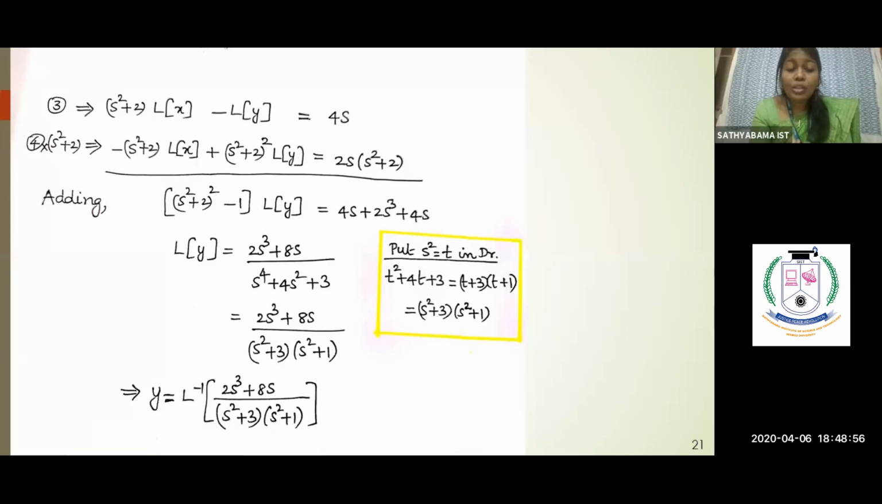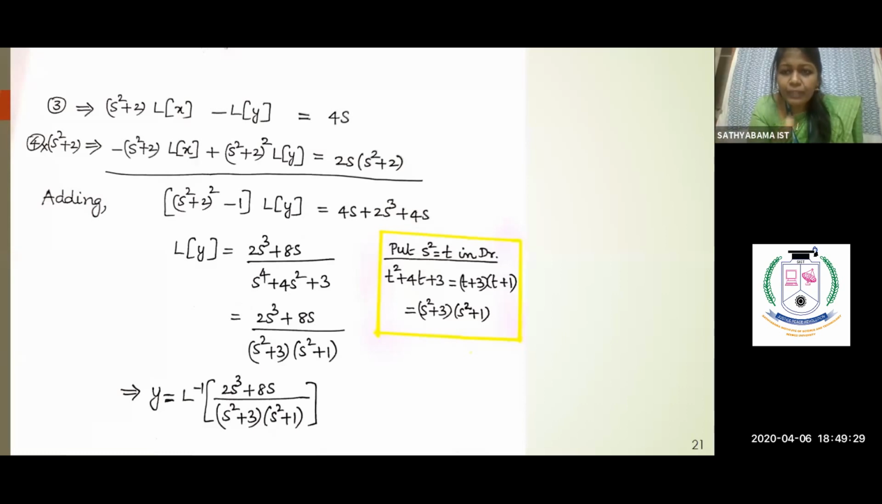Now, what should you do to eliminate L of x? Should you add or subtract? You should add, isn't it? That's how it will get cancelled. So add both the equations. So L of x gets cancelled. Now what happens to the L of y term? I will get s square plus 2 the whole square minus 1. When you bring all the coefficients of L of y together, s square plus 2 the whole square minus 1 into L of y is equal to, right hand side I'm simply adding. What will you get when you simply add? 4s plus 2s cube plus 4s.